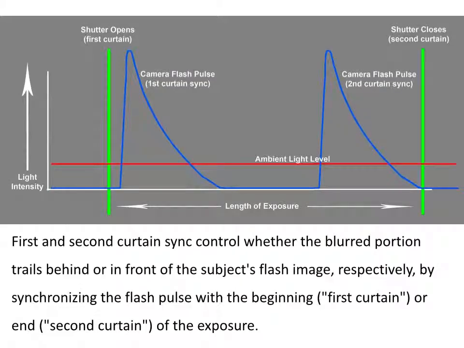Now we can go back to that earlier diagram, and it's been slightly modified. What we can do with our cameras is control whether the camera flash pulse happens just after the shutter opens, i.e. at the first curtain, or just before the shutter closes, i.e. at the second curtain. Now this controls where the blurred portion of the image lies, whether it's in front of the image or whether it trails behind the image. That will become clearer in the next slide.